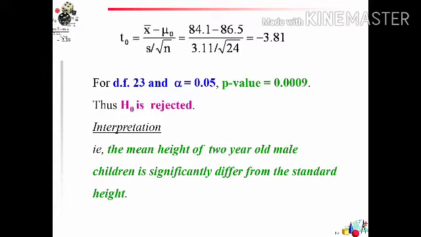So what is the conclusion? If the p-value is less than 0.05, we reject H0. That is the interpretation of the study: the mean height of 2-year-old male children is significantly different from the standard height.